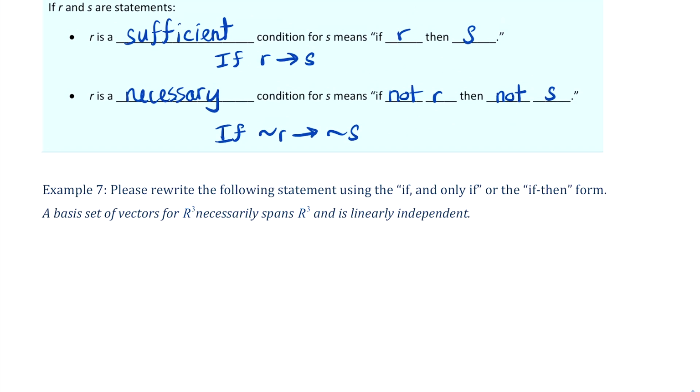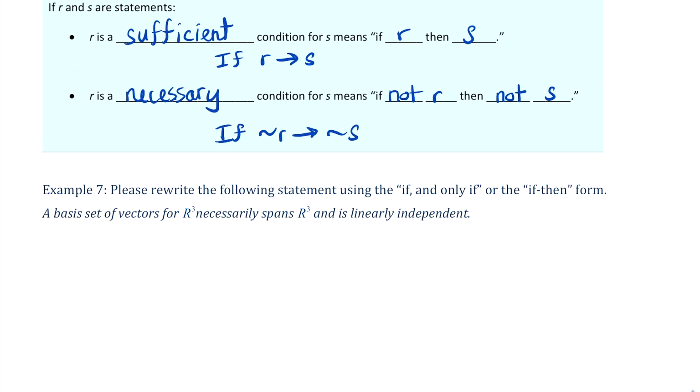So here we go. Let's take a look at this statement from linear algebra. I have a few of my old linear students in the class. I thought I'd give you guys one. So we want to decide if this is the if and only if, or the if then form, or the only if form, one of those forms. So this says a basis set of vectors for R3 necessarily spans R3 and is linearly independent. Right?